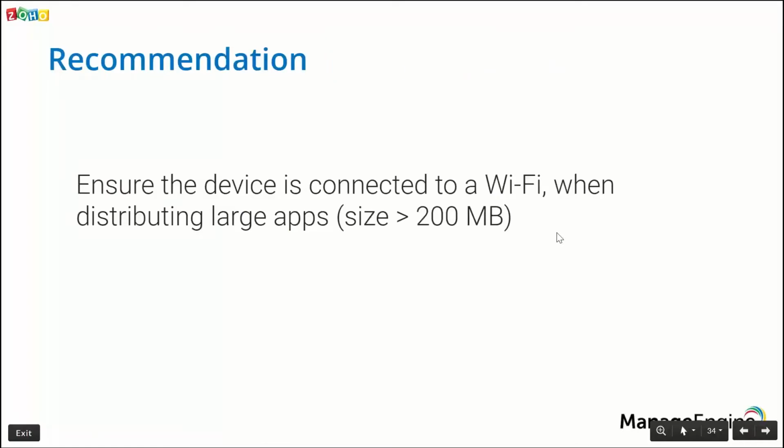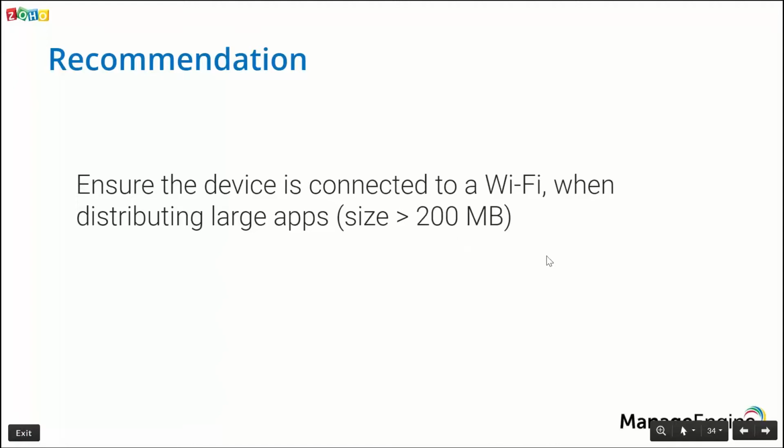So a recommendation from our side would be to make sure that the device is connected to a Wi-Fi network whenever you're distributing an app that's larger than 200 MB in size. This is because Apple restricts the download of apps if they're larger than 200 MB over a mobile data network.